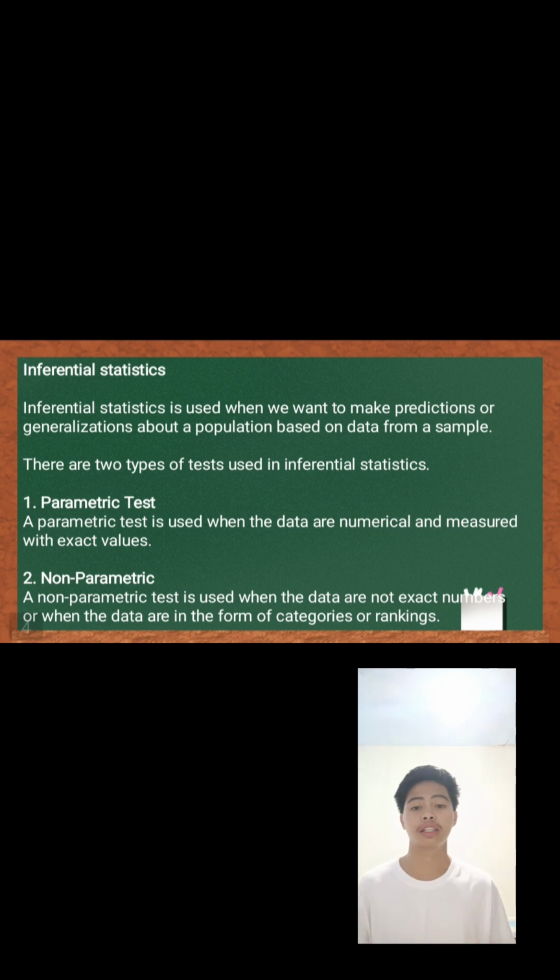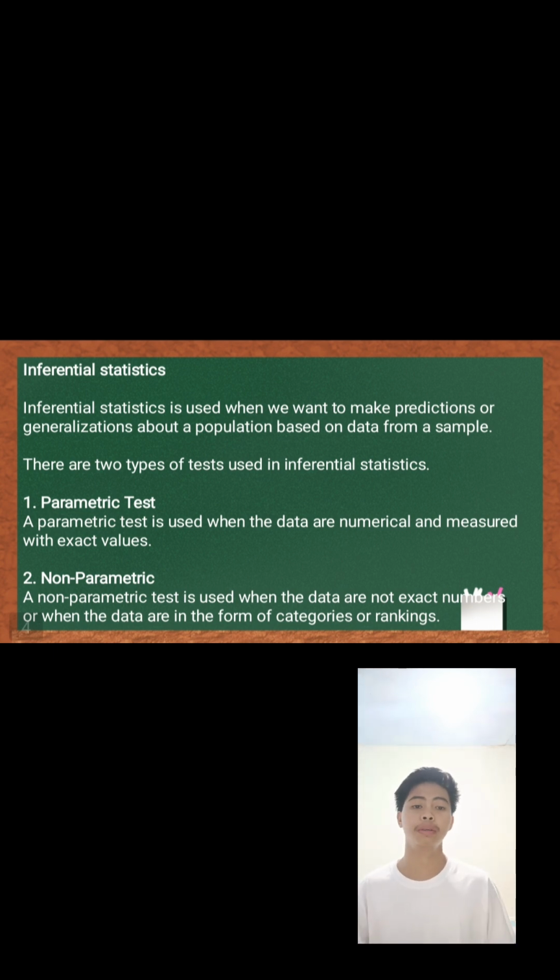Inferential statistics is used when we want to make predictions or generalizations about a population based on the data from a sample. For example, a researcher may study the test scores of some students and then use the result to predict the performance of a larger group of students. So we use a small sample to predict a larger group of students. There are two types of tests used in inferential statistics. First is the parametric test and the second is the non-parametric test.